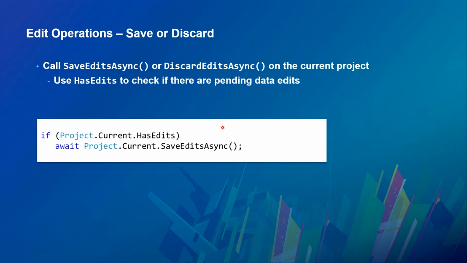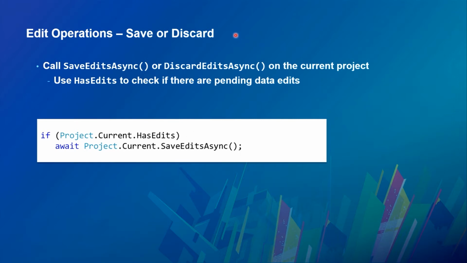If you want to know that a project has edits, you can look at the project property called project.current.hasEdits. And this is data edits. We should have probably renamed that property to say has data edits, which is different from if you've made edits to the actual project in terms of opening a layout or changing one of the docking panes or whatever. This is specific to, does the project have any edits in any of the maps in any of the workspaces?